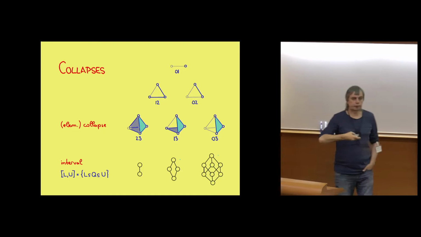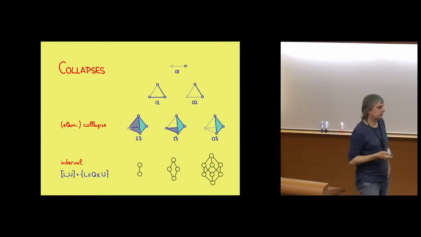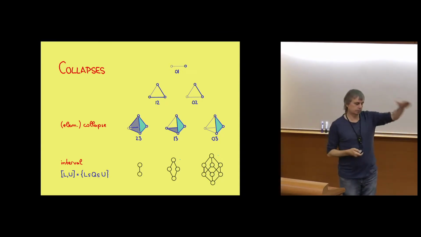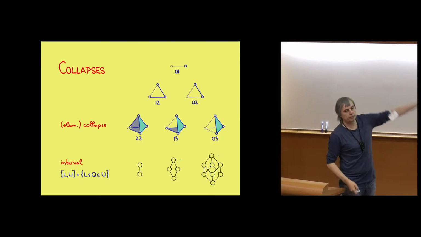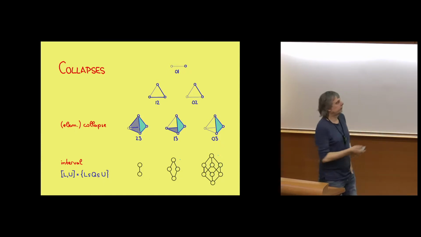Or the lower node is a triangle and the upper node is a tetrahedron. Then this is the 2, 3 collapse. So in fact, all the elementary collapses, which is the left diagonal, they all have the same picture. Just two nodes on top of each other. And I call this an interval.